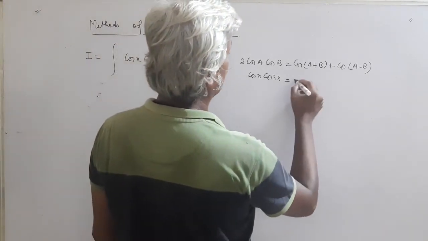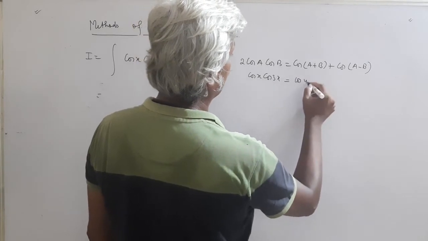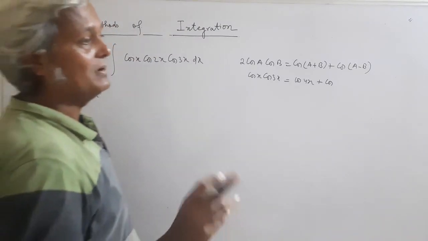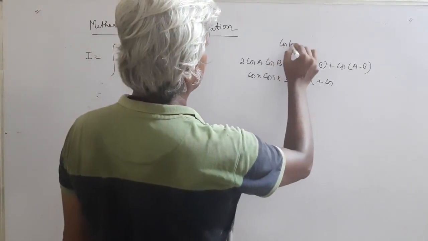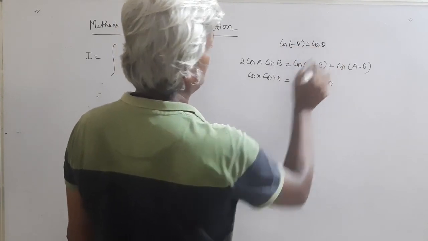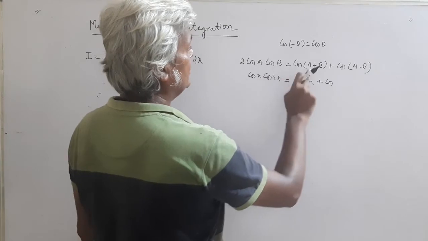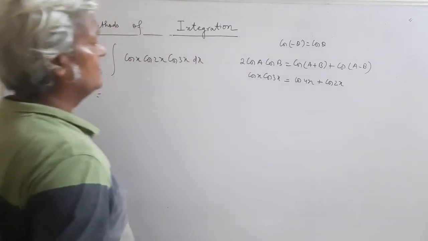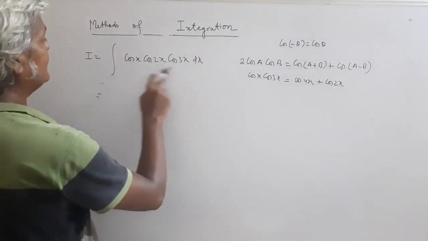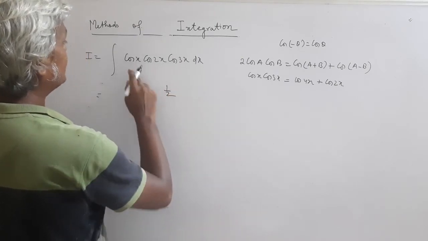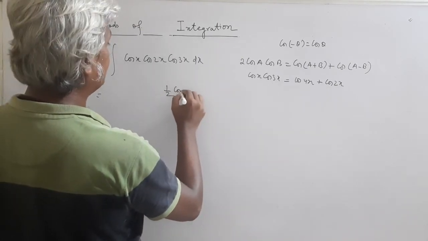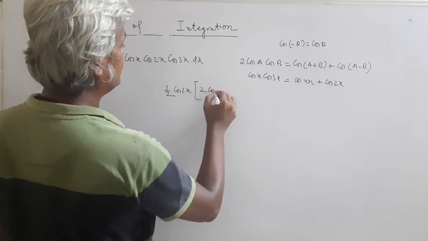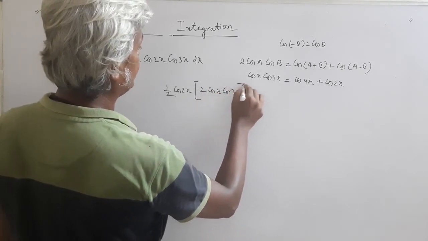The sum of these two: we will have 3x plus x, that is 4x, plus cos of x minus 3x, which gives minus 2x. But you know that cos of minus theta is cos theta, so I'll just write cos 2x because it's the same thing. Here I'm just trying to manipulate. I take the half and cos 2x outside, and you see that I have written 2 cos x and cos 3x.